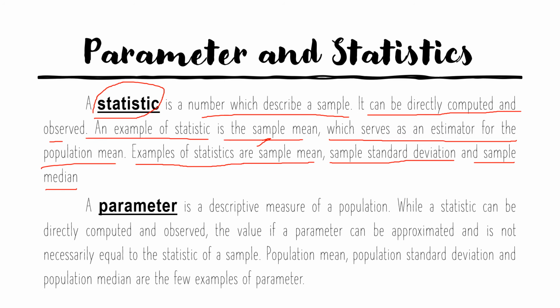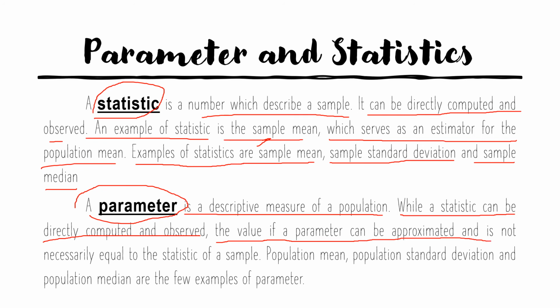Next example: the researcher interviewed 70% of COVID-19 survivors. So that will be your statistic. Now, dealing with your parameter: a parameter is a descriptive measure of a population, while a statistic can be directly computed and observed. The value of a parameter can be approximated and is not necessarily equal to the statistic of a sample. The best examples of this are your population mean, your population standard deviation, and your population median.